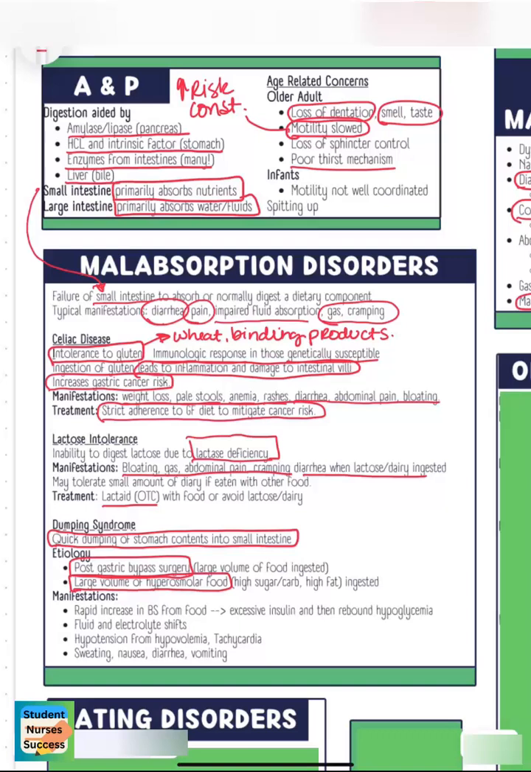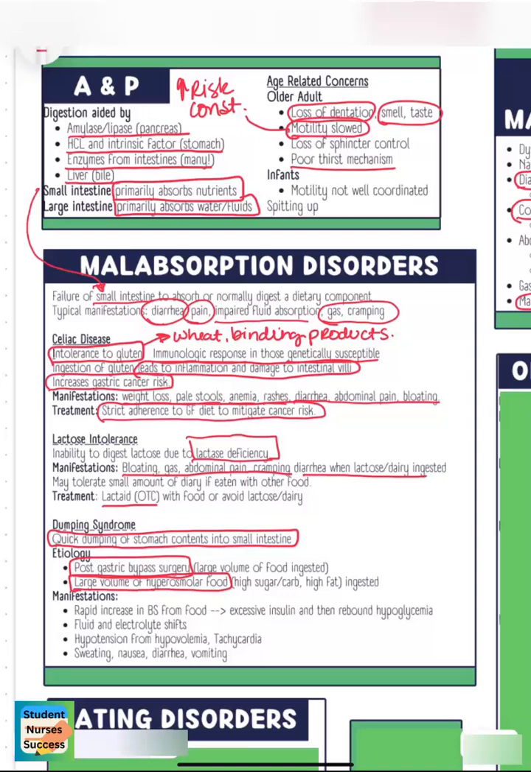We also know that if you ingest a large amount of hyperosmolar food, let's say you eat a whole bag of candy or a whole bunch of fatty food all at once, that high sugar, high carb, or high fat amount sometimes just overwhelms your stomach. And it'll be like, nope, not having it. And it'll just dump it right into your intestine. So in those cases, those are probably your more common cause of dumping syndrome.